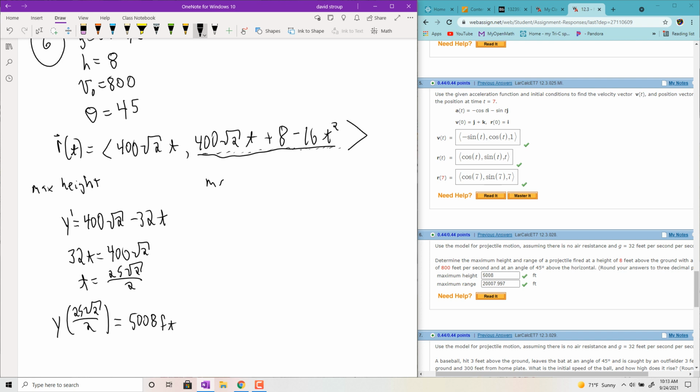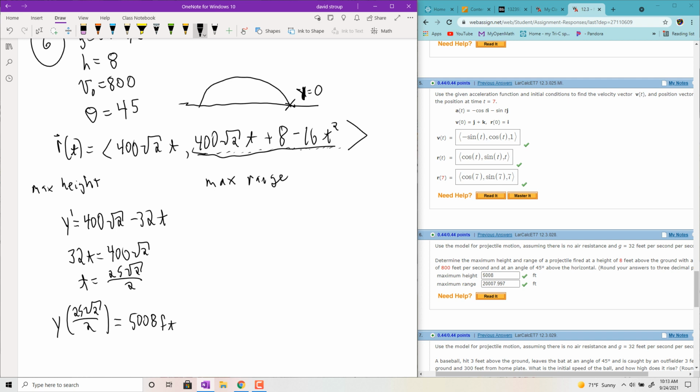Then the max range, a little bit more work, because you're going to have to use a quadratic. First you have to find when it lands, because this is a projectile. If you think about it, it's going up and then it's coming back down. So the max range is going to be when it hits the ground. In other words, when the height is equal to 0, or the y value rather. So not the initial height, but when the y component is equal to 0.